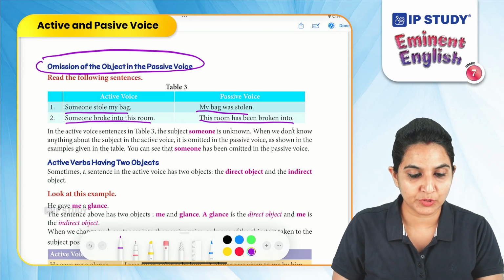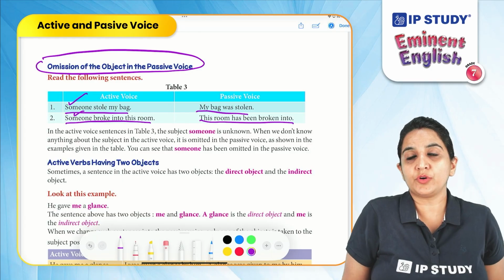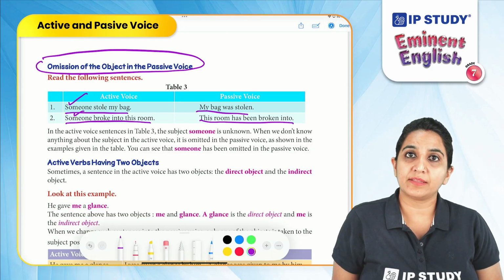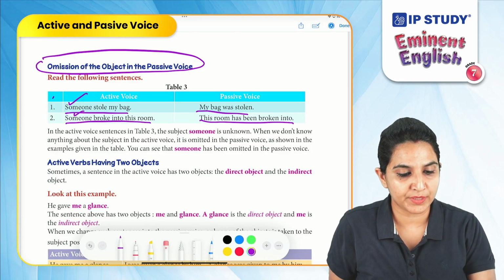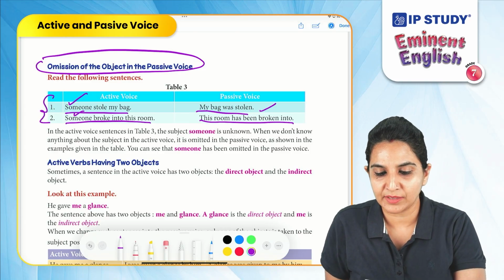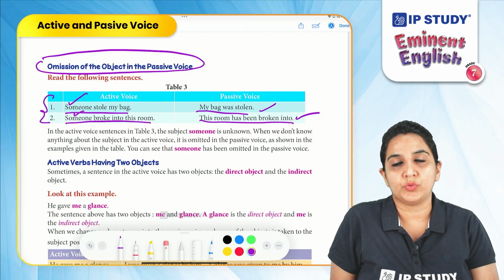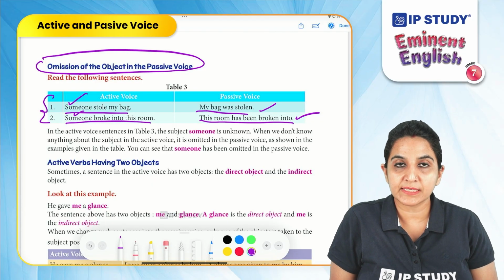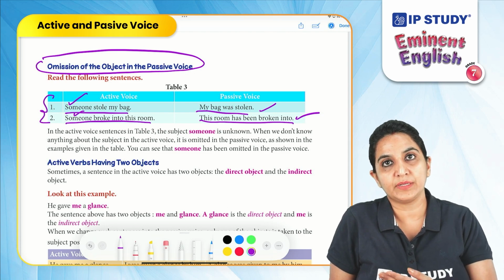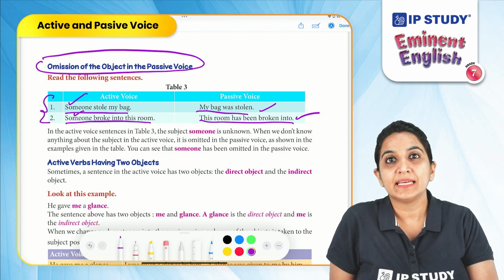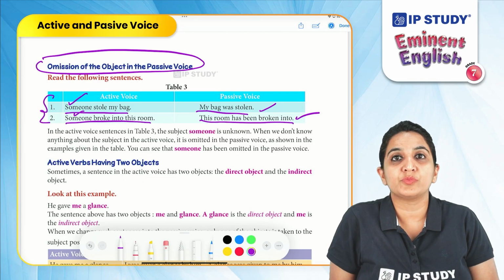Now here the subject is someone. This is unknown. We do not know who we are referring to. There is no pronoun that we can use here. That's why we have omitted someone in the passive voice, because the person is unknown to us. So we have omitted it and we have only placed my bag was stolen. This room has been broken into. Similarly, in intransitive verbs, because we do not have an object there, we do not change it.